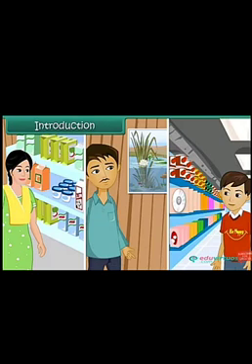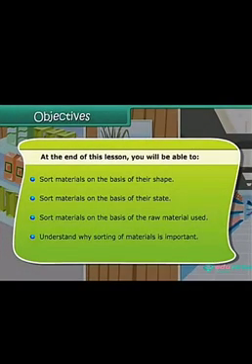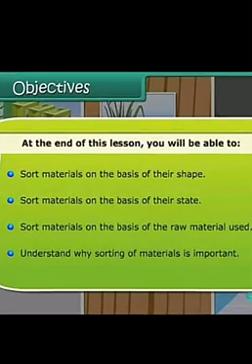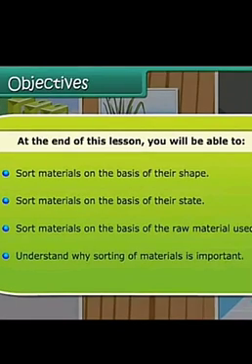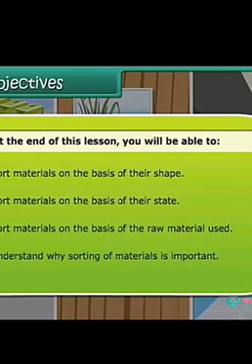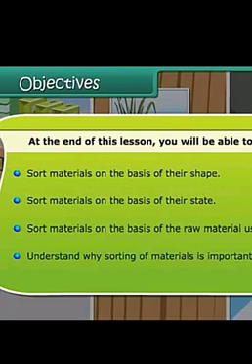So, in this chapter, we are basically going to learn the separation of substances on the basis of their different properties. Here are the objectives. Sort materials on the basis of their shape, sort materials on the basis of their state, sort materials on the basis of the raw material used, and understand why the sorting of material is important.